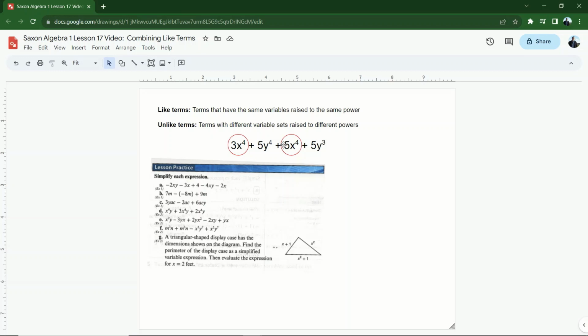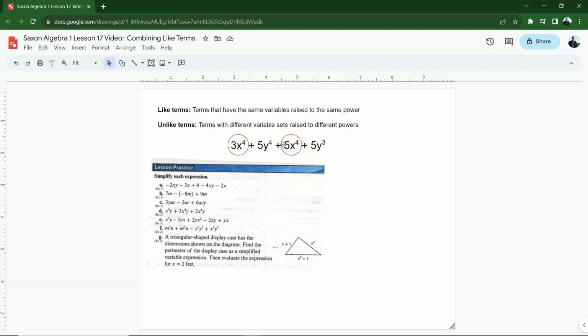Now, why is it 8x to the fourth? Why don't I add the exponents? Remember what exponents are. Exponents are repeat multiplication. And I'm not doing any multiplication. In this case, I'm only doing addition.